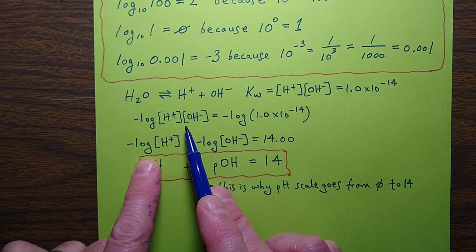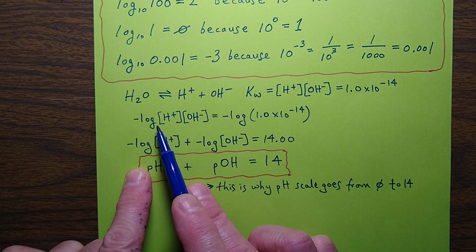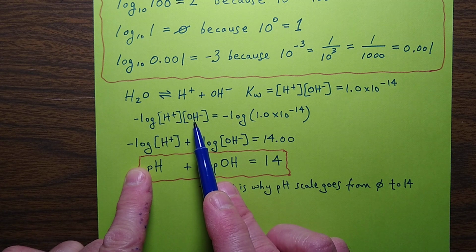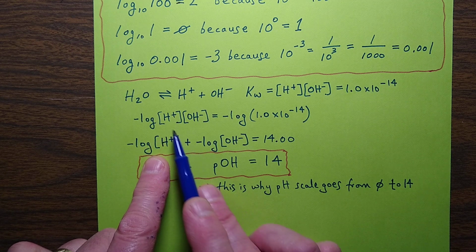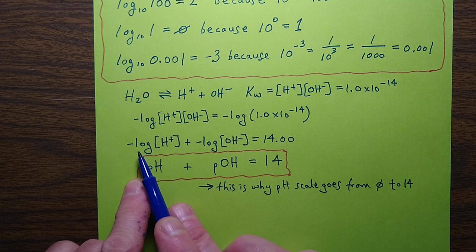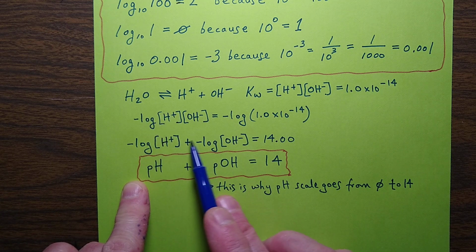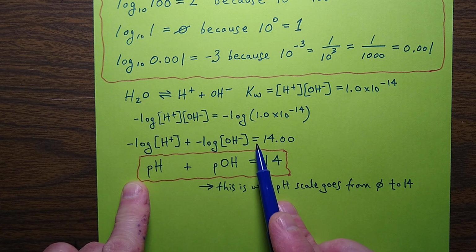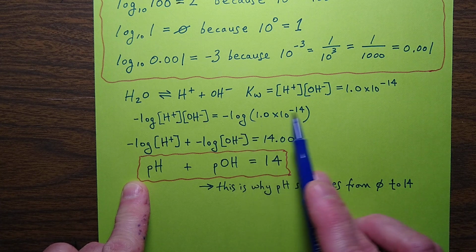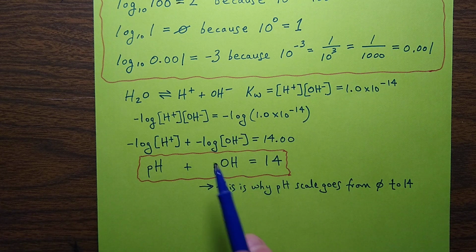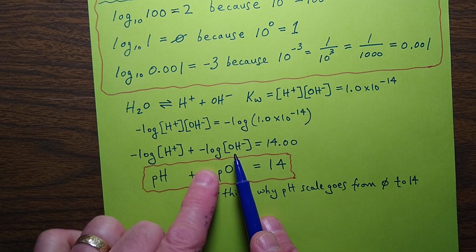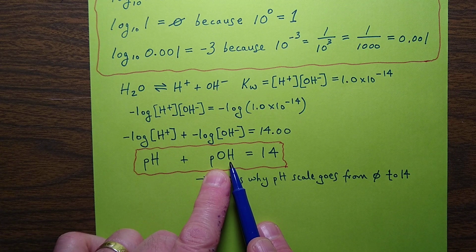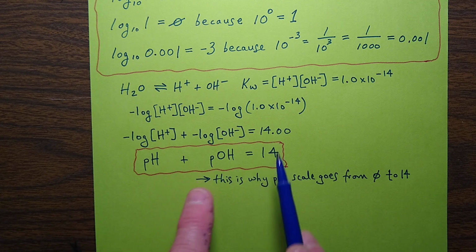And a special property of logarithms is that when you take the logarithm of a product, 2 numbers multiplied by themselves, it's the same thing as adding the logarithms up. So the negative logarithm of this product is the same as the negative log of this part plus the negative log of this. And the negative logarithm of this number is just the power, 14. This is the definition of pH, negative log of H plus. This is the definition of what's called pOH. It's just a different way of expressing the acidity or basicity of a solution. But they add up to 14.